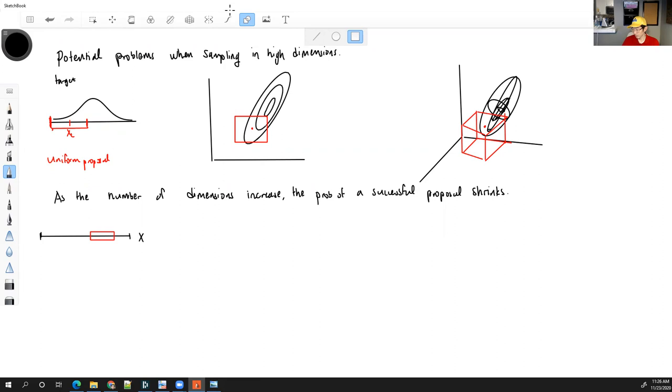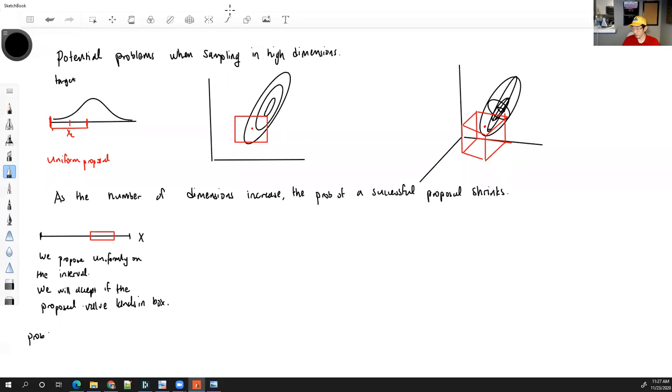Okay, so we'll say we propose uniformly on the interval, and then we will accept if the proposed value lands in the red box. Okay, so here the probability of a success is maybe around 20%. Maybe I didn't do a good job drawing this, but let's just say the probability of success is 20% or something like that.